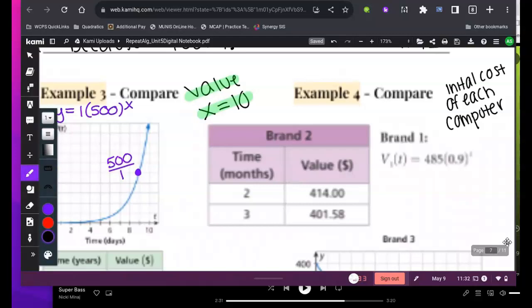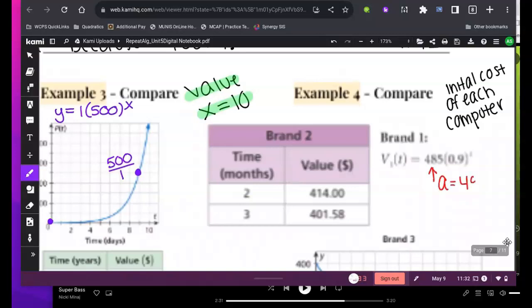Okay, so starting with our equation, our A value is our starting value, our initial value. So for the equation, it's very easy. Our A value is 485, the first number of our equation, which means the computer for brand 1 is going to be $485.